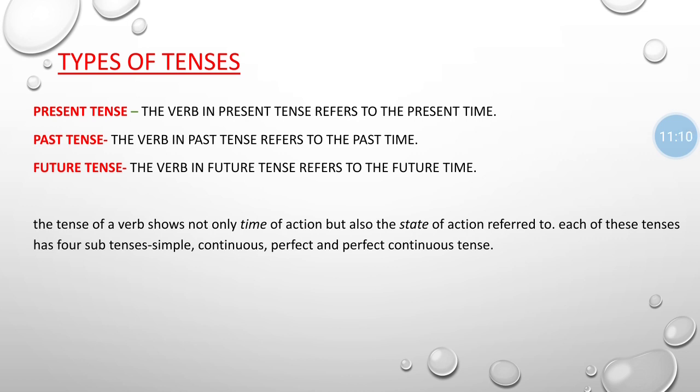It means as per the completion of action and as per the aspect or manner of completion of action, the verb is divided into 12 types. Present, past and future are the 3 times, and simple, continuous, perfect and perfect continuous are the 4 aspects of each tense. So 3 into 4 is 12, and there are 12 different types of tenses.